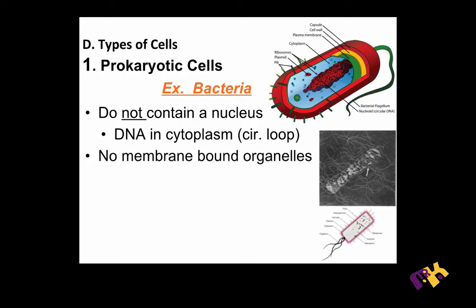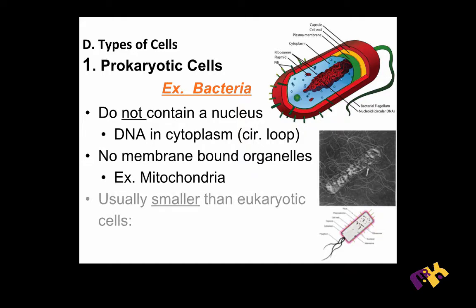There are no membrane-bound organelles. So you're not going to find mitochondria or chloroplasts, because they just do not exist at the prokaryotic level. And they're usually smaller than eukaryotic cells. Their size ranges between 1 to 10 micrometers.